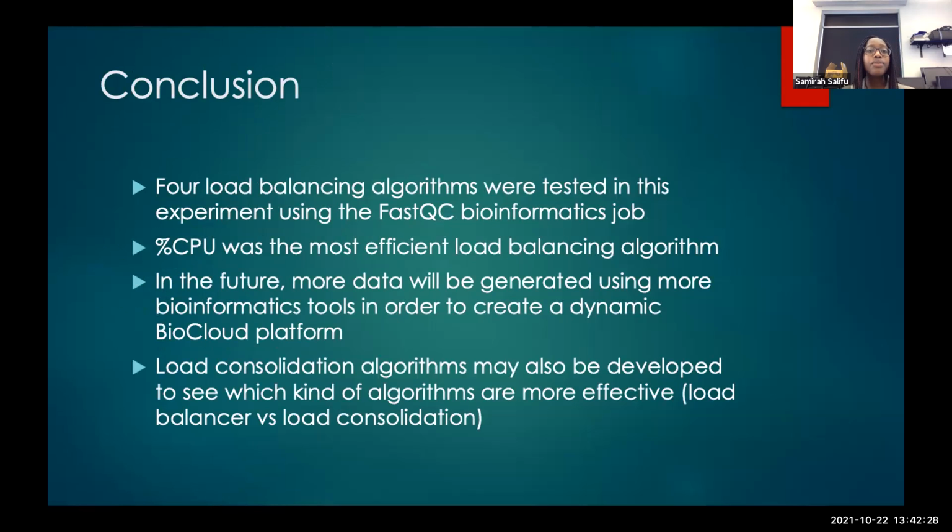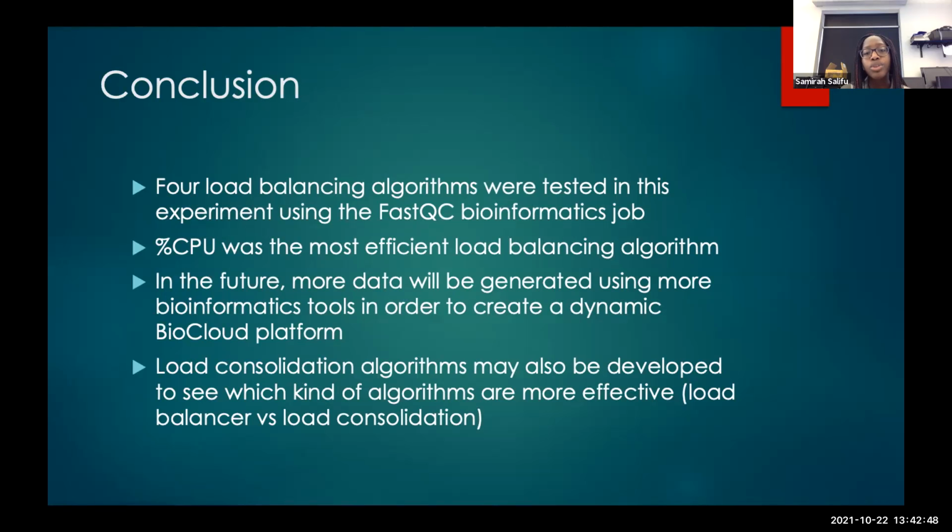So in conclusion, 4 load balancing algorithms were created and tested in this experiment using the FastQC bioinformatics job. Percent CPU was the most efficient load balancing algorithm, and that was once again because it took the least amount of time to complete jobs and it had the lowest system load averages.